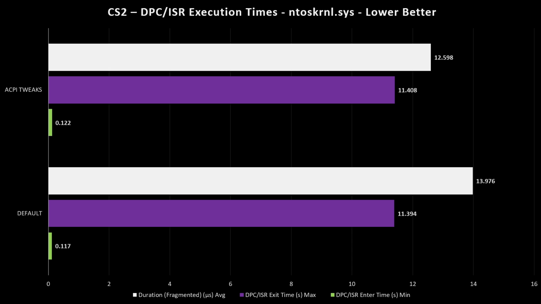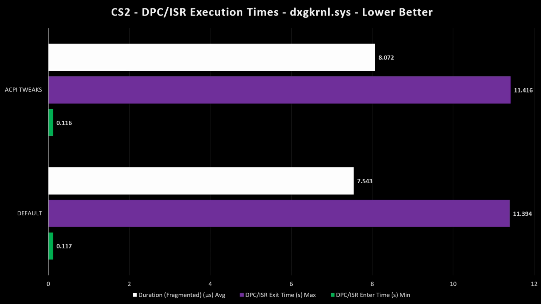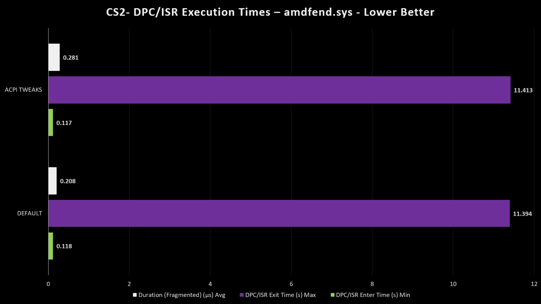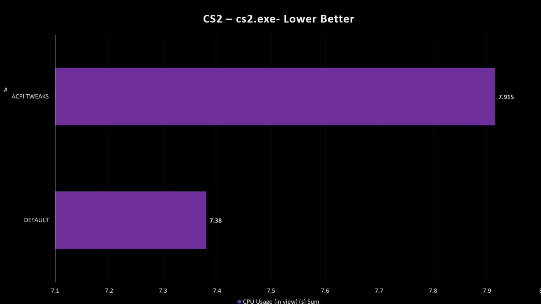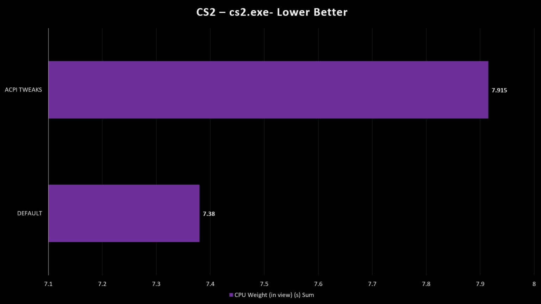In latency of CS2, the execution times of dxgkrnl at most is better by default, but we can see that the duration fragments average is better with ACPI tweaks. The DPC/ISR execution times for DirectX kernel is better again by default. Same thing for AMD driver. The system latency tolerance again is better by default. The CS2.exe is better by default. Same thing for CPU weight.